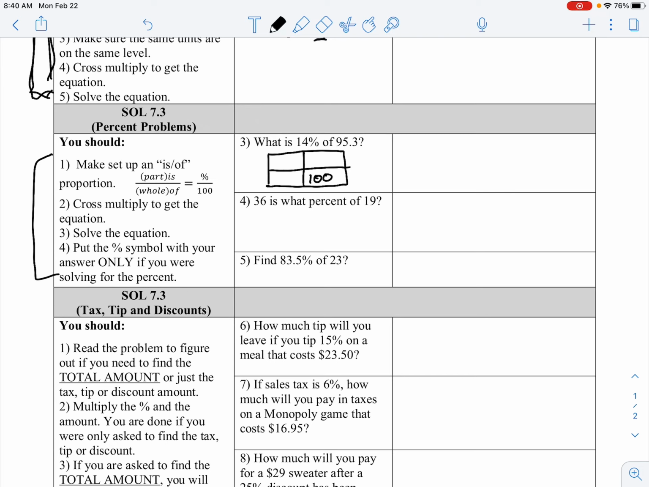So percent goes above the 100, so 14%. And now 95.3 is attached to of. And of is going to go on the bottom here, right? So we are going to have 95.3 in the of square. And the is, it's literally asking me what is, so I don't know that. So I'm going to use a variable. So that's how we set up our percent windows, remember?